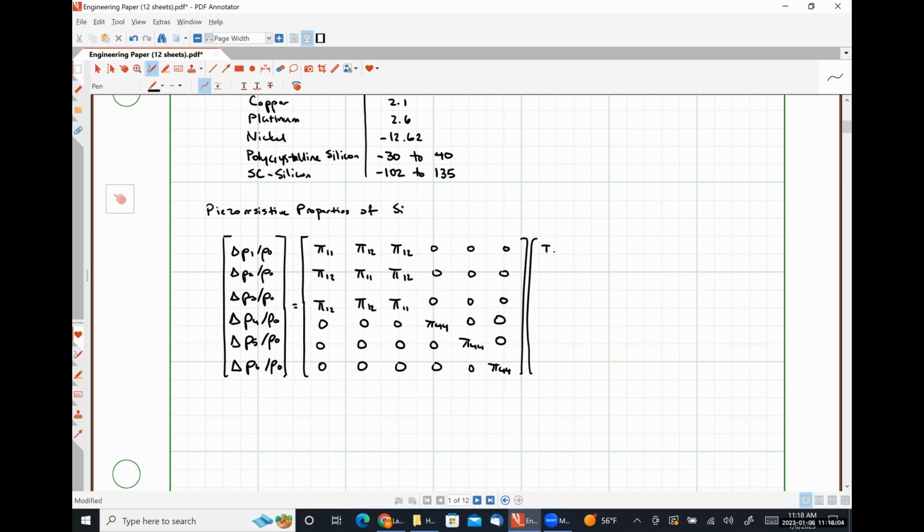So this first element in this array is going to be stress in the x direction, then stress in the y direction, then stress in the z direction. So here we have our normal stresses. And then here we're going to have TYZ, TXZ, and TXY, or our shear stresses. Okay.